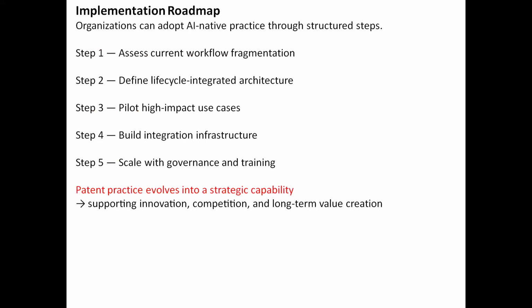So the implementation roadmap depends on the organization, but generally an organization can adopt the AI-native practice through structured steps. So assess current workflow fragmentation, define lifecycle-integrated architecture, pilot high-impact use cases, build the integration infrastructure, and scale with governance and training. So patent practice evolves into a strategic capability, supporting innovation, competition, and long-term value creation.